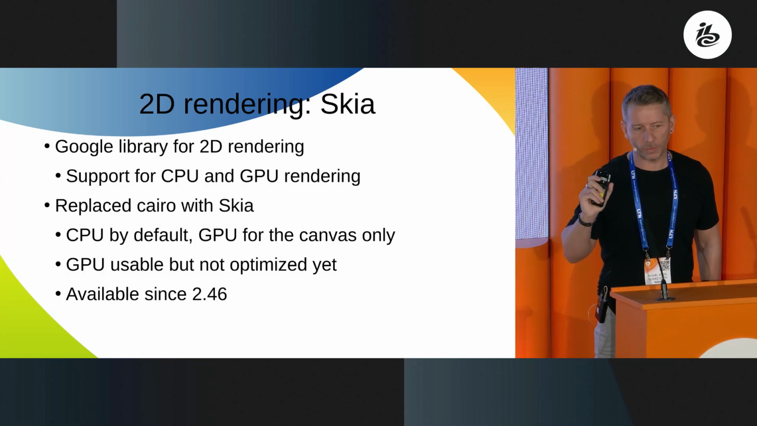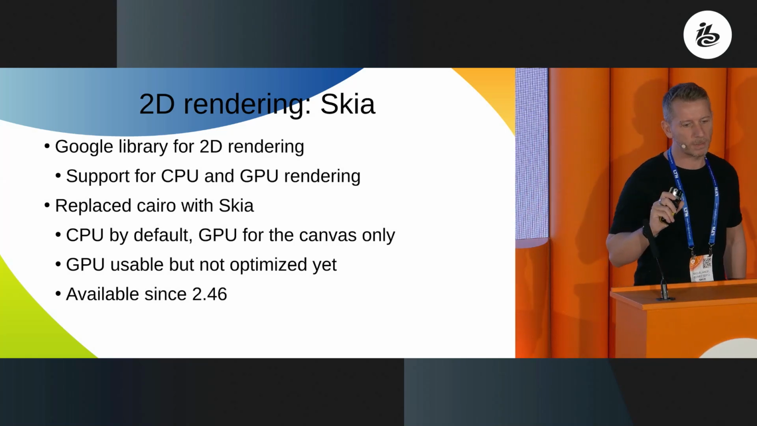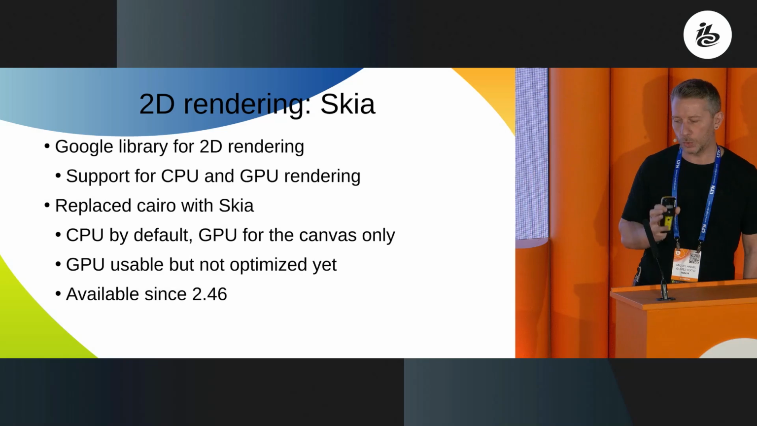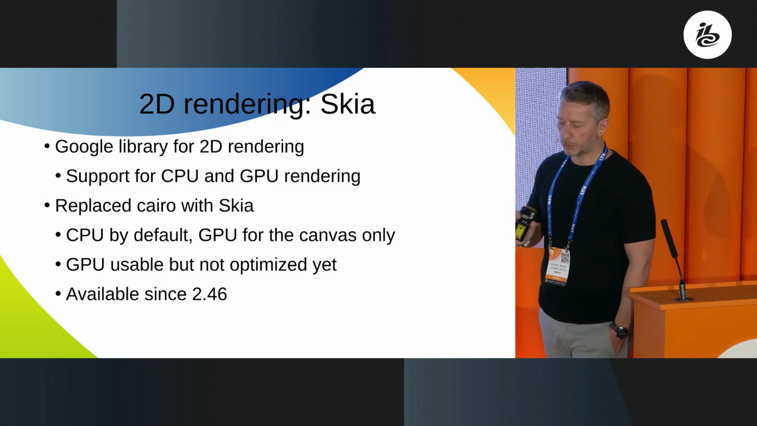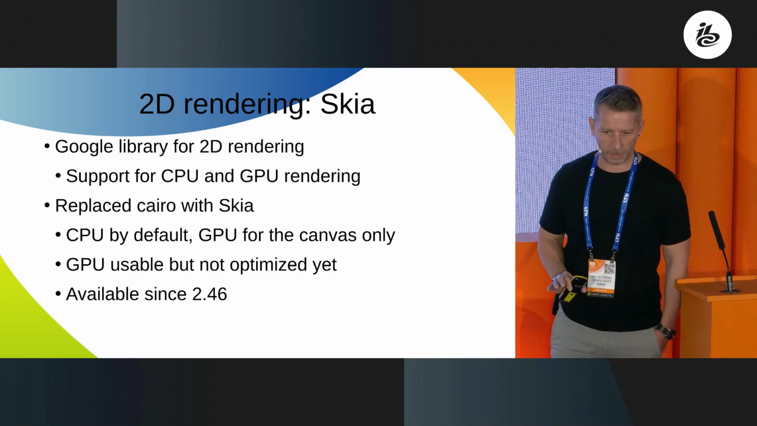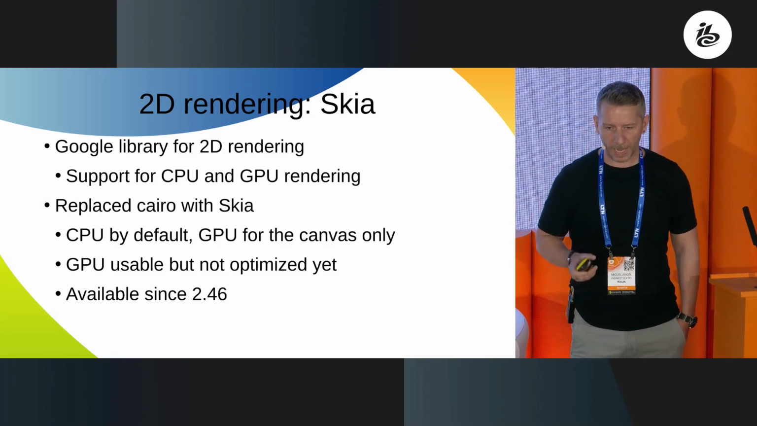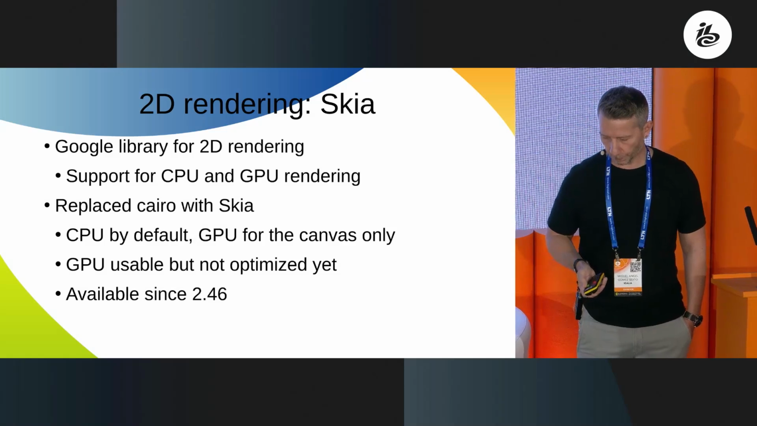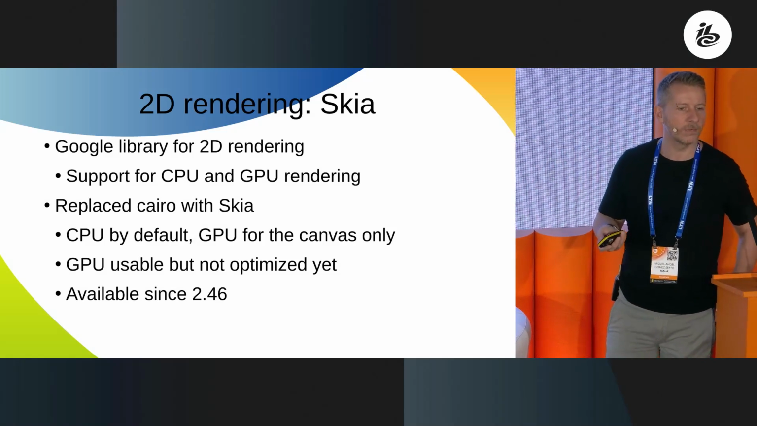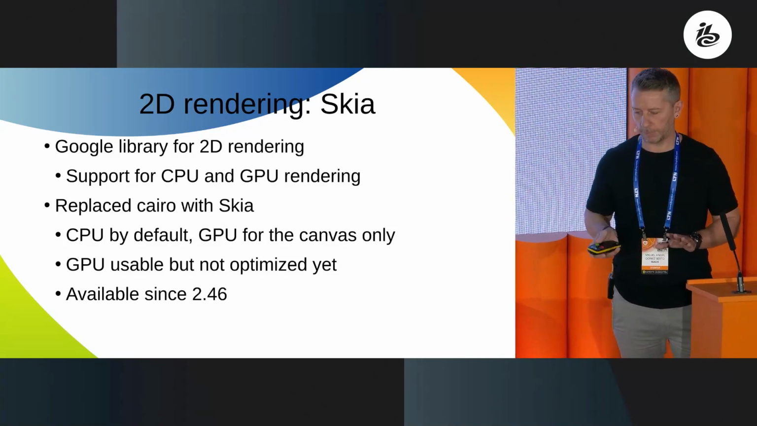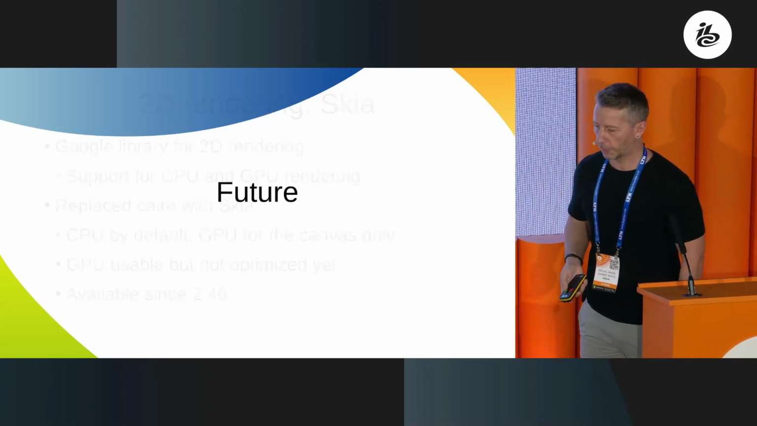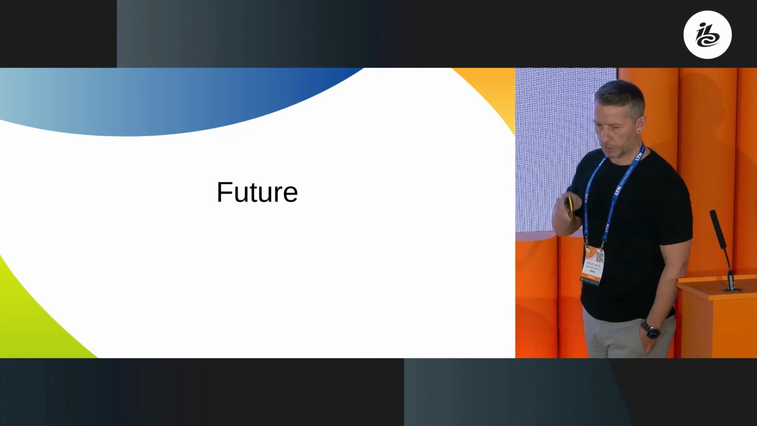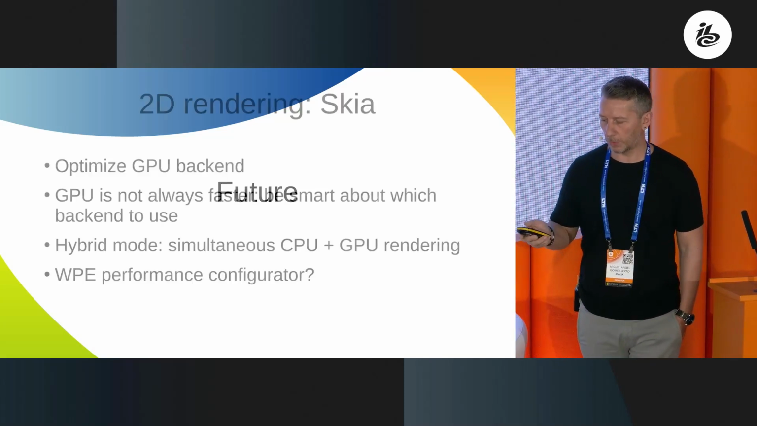We have decided for the moment to use the same approach that we had with Cairo, which is to use the CPU rendering for the moment and use the GPU so far only for the canvas. But our plans are to make this better. So far we have replaced Cairo with Skia in the same conditions, one with the other, and we are going to be improving this. So this is what we have done so far, and this is what we are going to do from now on.